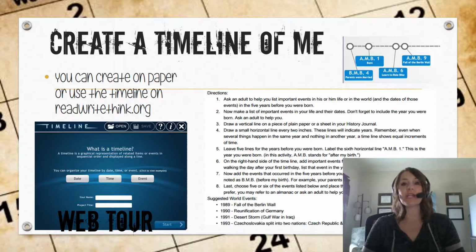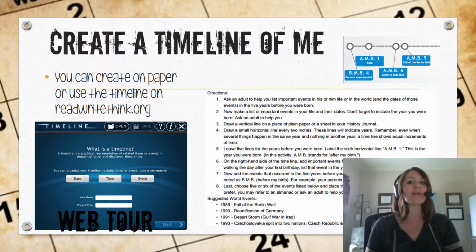And one more resource I want to make you aware of before you come to class is the timeline. In this lesson, you're going to be creating a timeline of you. It's really a fun activity, and it helps you get a grasp on those dates. The directions are posted here, what you'll find in your class, but you can draw out your timeline. That is just fine.